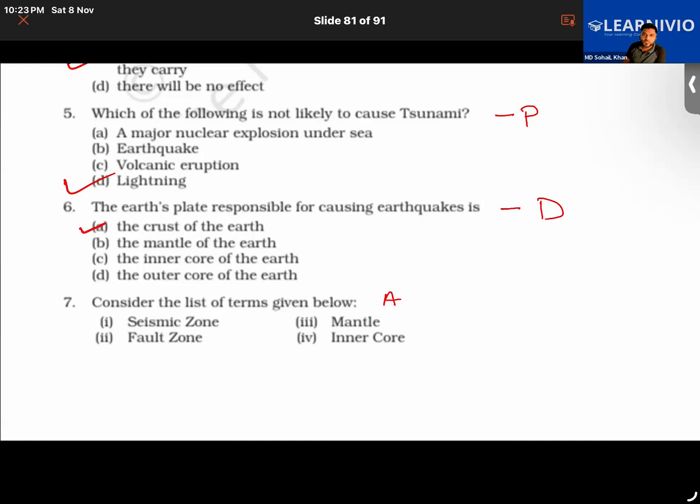Sir, fault zone. There's one more. Remember, fault zone is also known by another name also. Anyone?